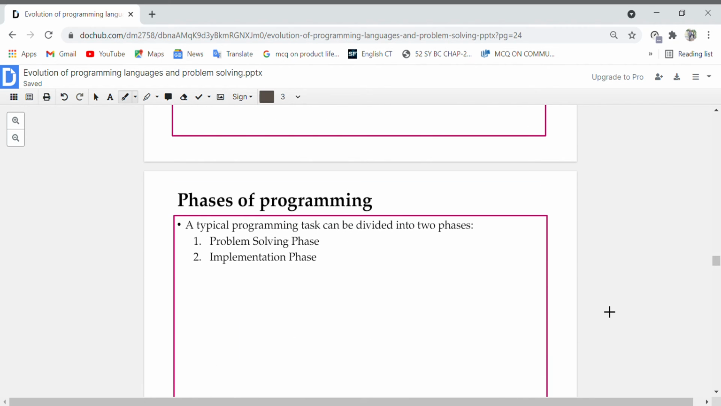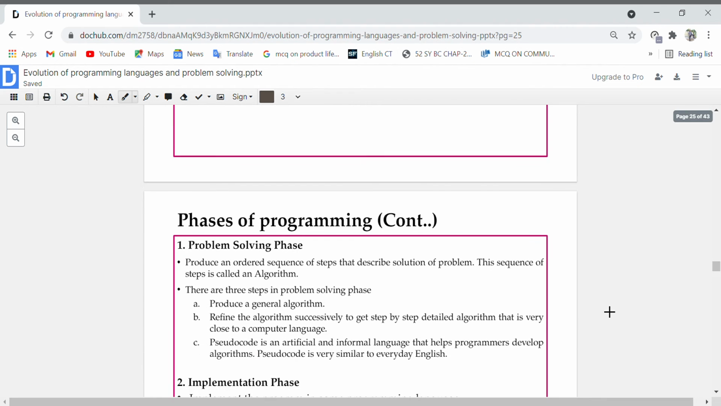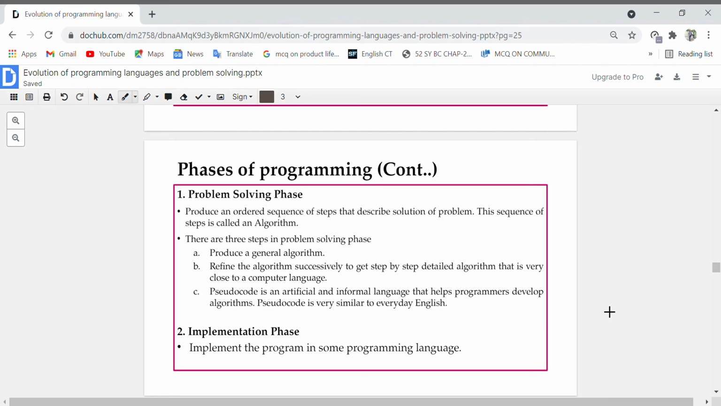Then there are two phases of programming. One is the problem solving phase, and another is the implementation phase. Let's talk about the problem solving phase. In the problem solving phase, we have to produce an algorithm, and we have to refine the algorithm step by step, so that it is close to the computer program. Then pseudocodes are artificial and informal languages that help programmers develop the algorithm. And then implementation, the computer program, we have to test it in some of the languages.